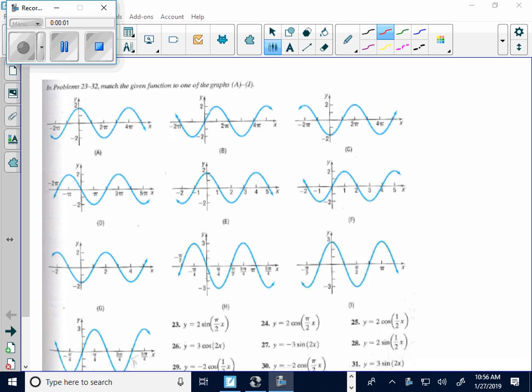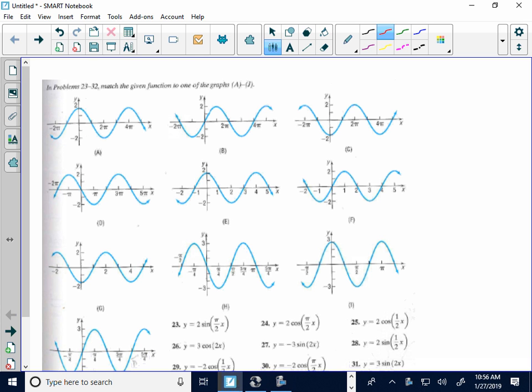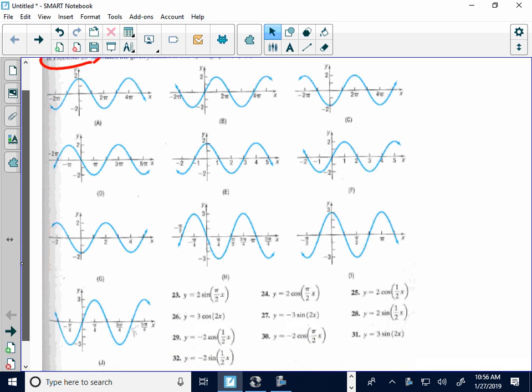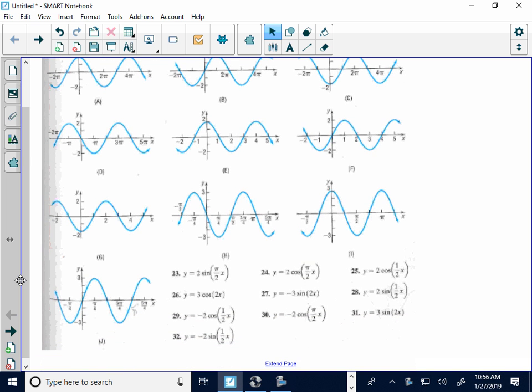Okay, this is a short discussion on problems 23 to 32 in the homework set for 6.4. These are interesting problems because you see different waves. We have to match these equations with their graphs. Looking at the equations, I notice a number of things.